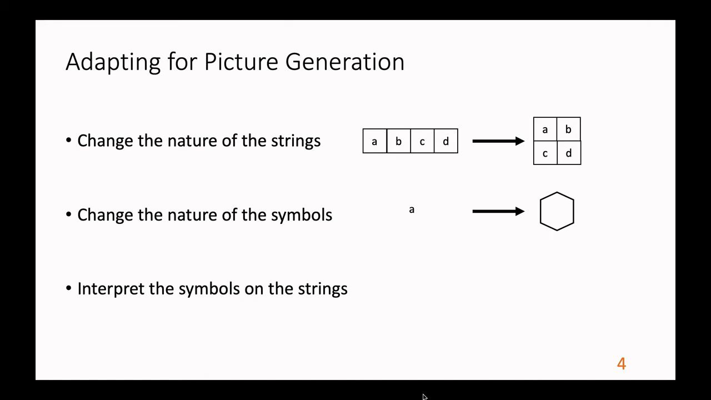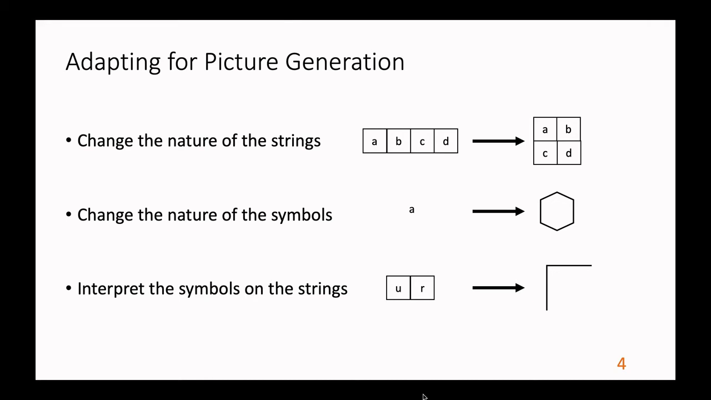Or we can interpret the symbols in the string, for example, as drawing commands. Let's say we have U, R: U could be just draw a line up, and R just draw a line to the right. And in this way, we can interpret the string and get a picture out of it. And then using a grammar, we can generate the string, and then from the string, by interpreting it, we can generate a picture.